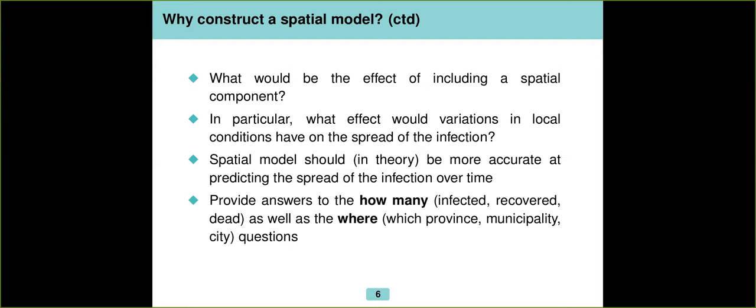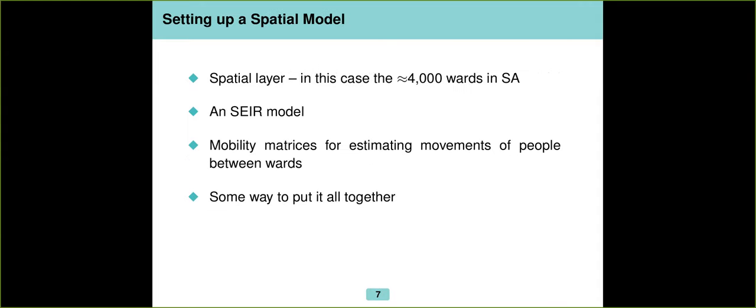And also, not just answer the how many question, which is what everyone asks, how many infected, recovered, and dead people do we expect to see, but also where we expect to see them: which province, municipality, and which city, et cetera. The idea here was that for planning purposes, the finer detail we had at the spatial level, the better we'd be able to plan, at least in theory. So what do we need to do to set up that spatial model?